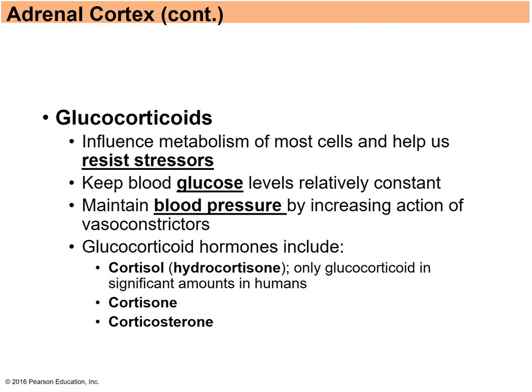Your glucocorticoids are influencing metabolism amongst the cells. They help us to resist stressors. They help to maintain blood glucose levels at a fairly constant level. Once again, you don't want spikes, you don't want big dips, you want it relatively constant. They will also play a role with blood pressure. Some of the glucocorticoid hormones include cortisol, which is hydrocortisone, cortisone, and corticosterone.